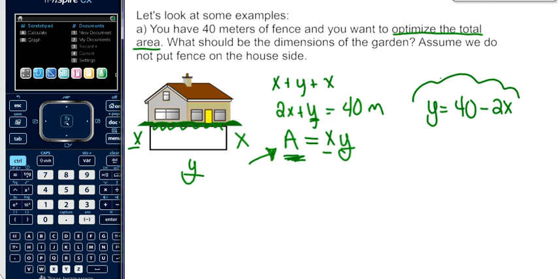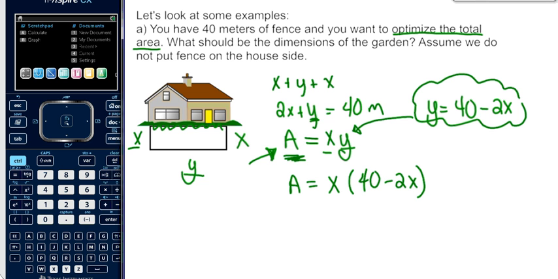And we can substitute that in here. So we've got an area of x times 40 minus 2x. So that's what we want to optimize. If we multiply that out, we've got negative 2x squared plus 40x plus 0. So that's in standard form.